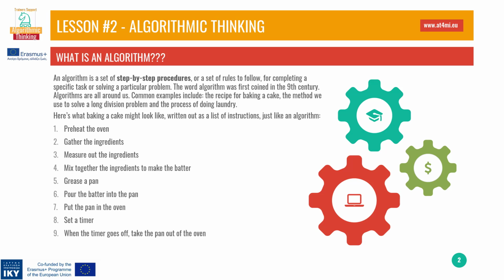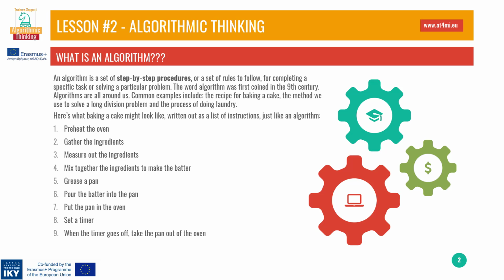Common examples include the recipe for baking a cake, the method we use to solve a long division problem, the process of doing laundry, and the functionality of a search engine are all examples of an algorithm. Here's what baking a cake might look like, written out as a list of instructions, just like an algorithm.